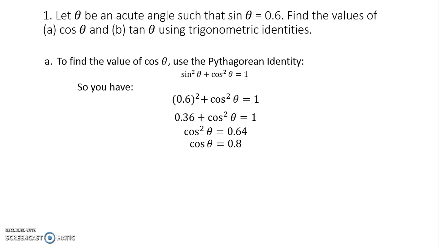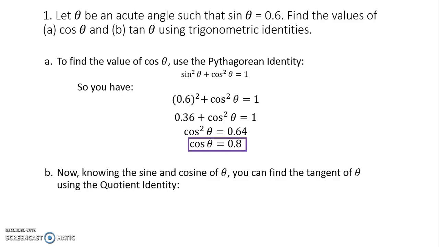For finding tangent, now that I know sine and cosine, I can go ahead and use that quotient identity where tangent is the same as the sine of theta divided by cosine of theta. So since I know that sine of theta is 0.6 and cosine of theta is 0.8, all I have to do is divide those, and I know that tangent is 0.75. So taking the values I give you and literally plugging them into the equations, as far as identifying which identity you're going to use, think about which trig function you already know and which trig function you're trying to find.